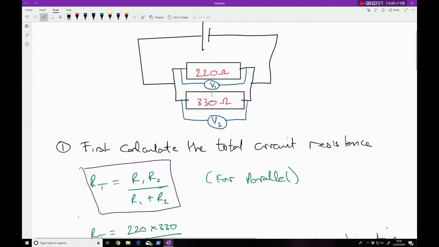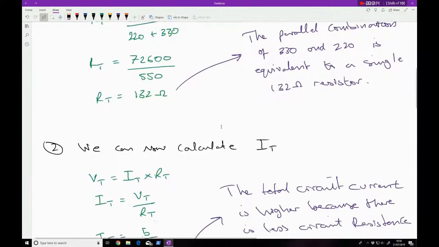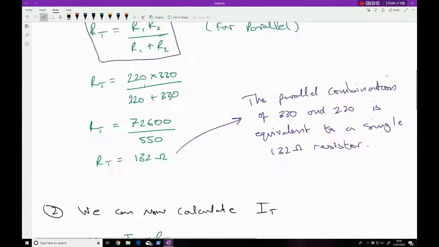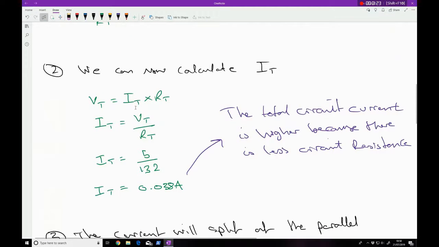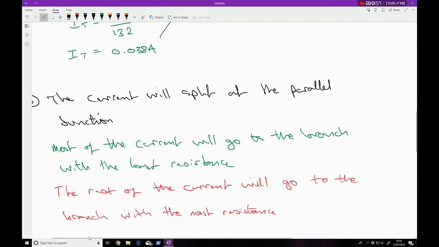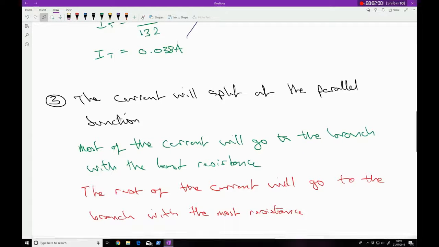So this basically means that this parallel combination is, if I just do a purple box here, equivalent to a 132 ohm resistor. So now that we have the total circuit resistance and we already know that 5 volts is the total circuit voltage, we can use Ohm's law to calculate the total circuit current. And we plug in the numbers and we get a value of 0.038 amps.